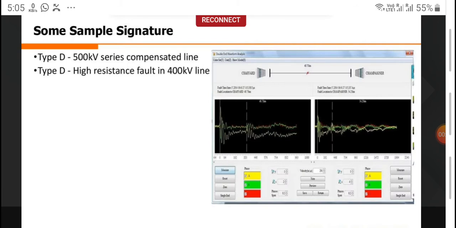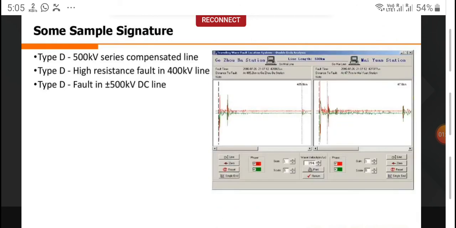Then we have got type D. This is a high resistance fault. This is a totally different kind of fault. A line to ground kind of high resistance fault was there. So here, right in the middle, a fault is depicted, and the total length of the line is there. And just like in the last picture, the separate distance from that particular fault has been shown for the associated substations.